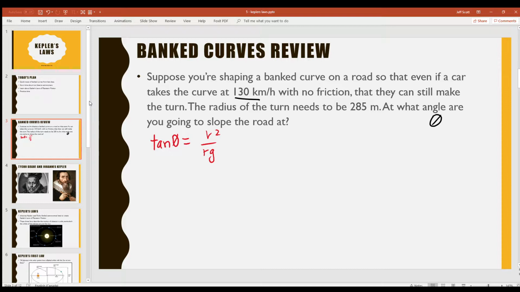We know what our velocity is. It's just in kilometers an hour though, so we'll have to change that before we start. We know the radius of the road, and we're looking for theta, of course. And gravitational field strength is always given to us. So before we begin again, we want to have common units here. So we need to change these kilometers per hour into meters per second. You might remember that the quick shortcut for doing that is just to divide by 3.6. If you go 130 divided by 3.6, you're going to get 36.1111 meters per second.